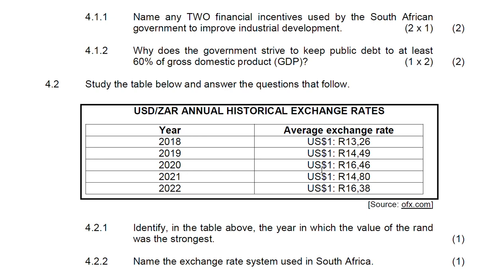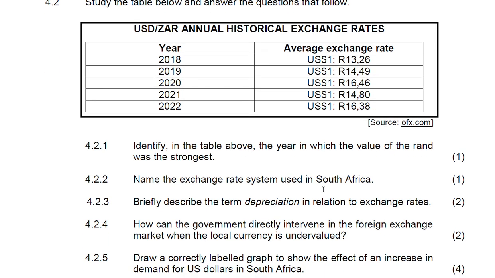And then in 2020, we needed 16.46 to buy 1 USD. Then we saw an appreciation of the rand in 2021, where we needed 14 rand 80 to buy 1 USD. And then there was a depreciation again in 2022, where we needed 16 rand 38 in order for us to buy 1 USD. Now let's look at the question that follows. 4.2.1, identify in the table below the year in which the value of the rand was the strongest.